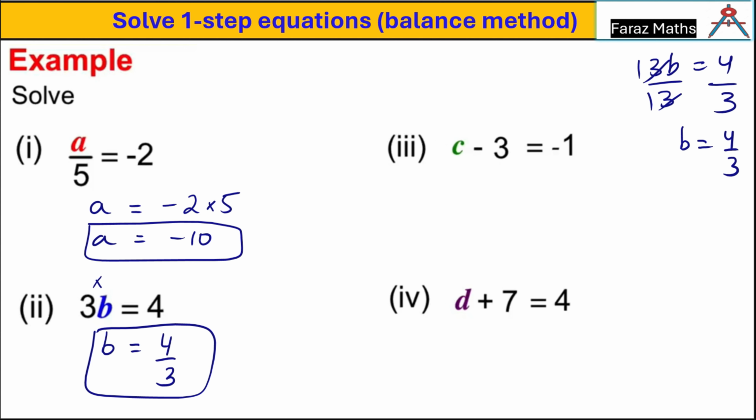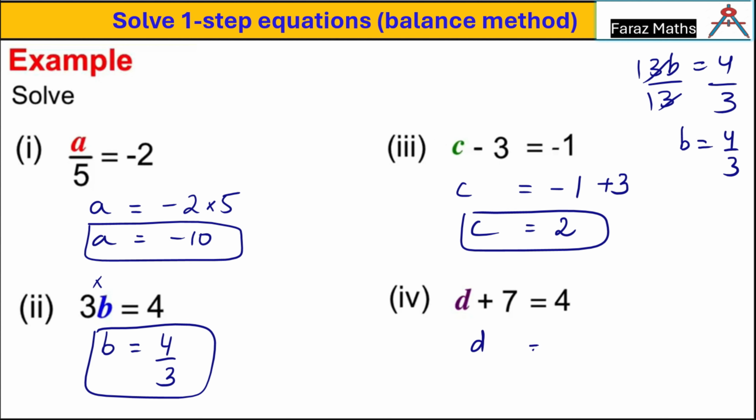Whenever you see that 3 is in multiplication, or any number with b in multiplication, you can just divide on the right side. If some number is in subtraction on the left side, you have to make it addition, and then minus 1 plus 3 is plus 2. d plus 7 equals 4 means d equals 4 plus 7 will change into minus 7, and then d is equal to 4 minus 7, which is negative 3. d is equal to negative 3.